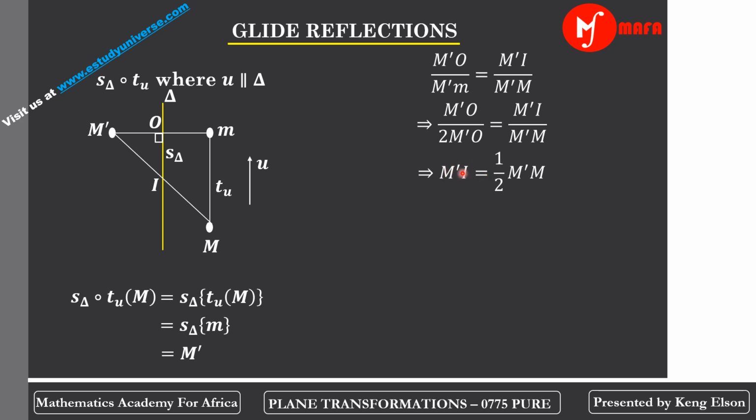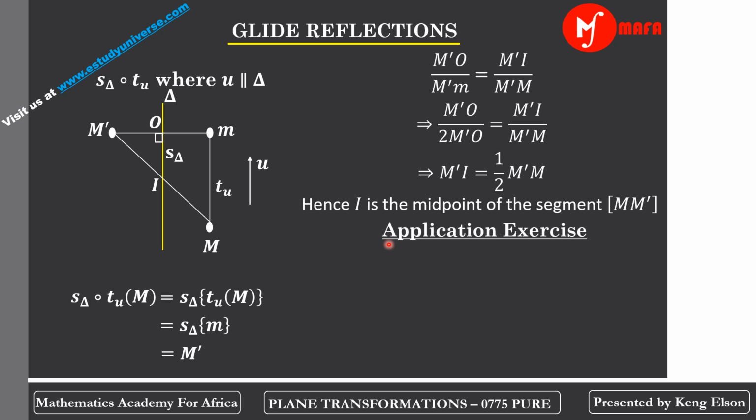By definition, I is the midpoint of the line segment M prime M. On the diagram, we have seen that M prime I is equal to half M prime M. Therefore, I is the midpoint of the line segment M prime M. So that's our conclusion: I is the midpoint of the segment M prime M.